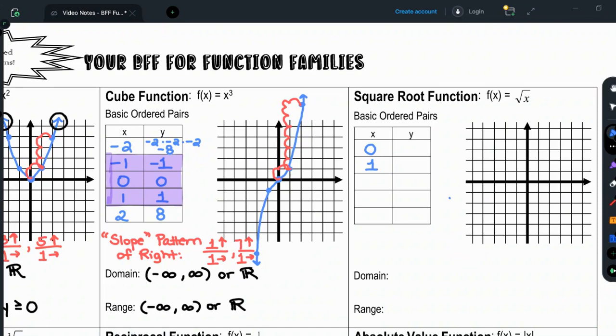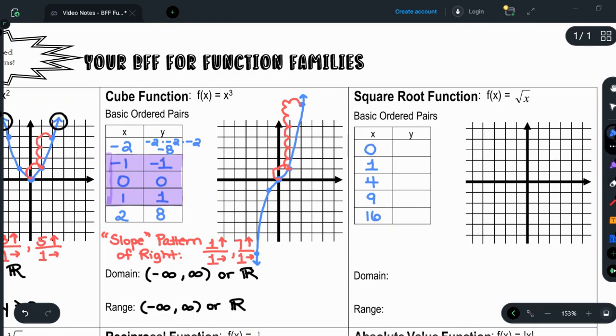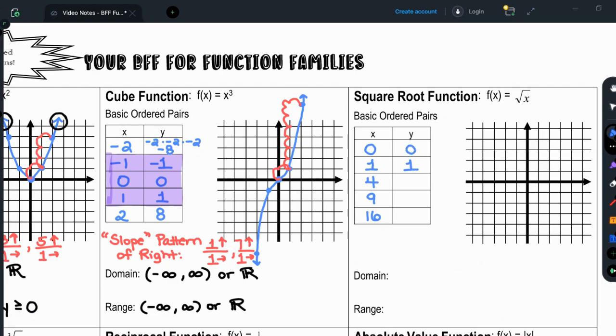So I think about after 1, a 4, after 4, a 9, and after 9, my 16. We go ahead and then input those x values. I have the square root of 0 being 0, the square root of 1 being 1, the square root of 4 being 2, the square root of 9 being 3, and the square root of 16 being 4. And I can go ahead and plot the points here on my graph that match the ones in my table.